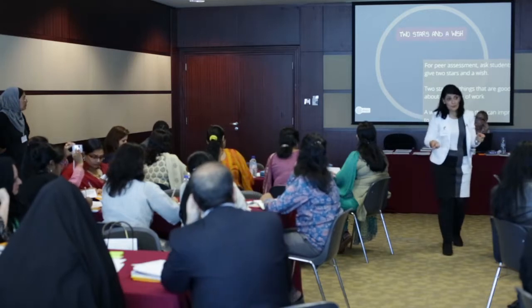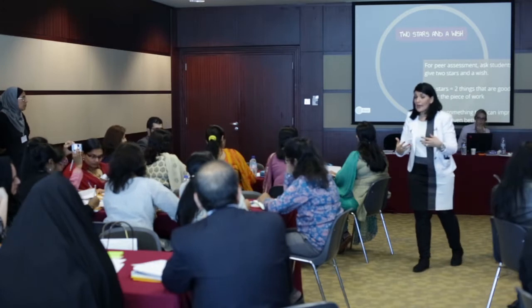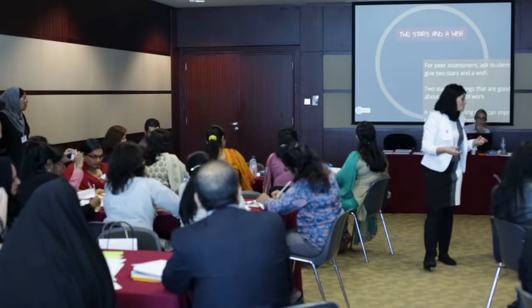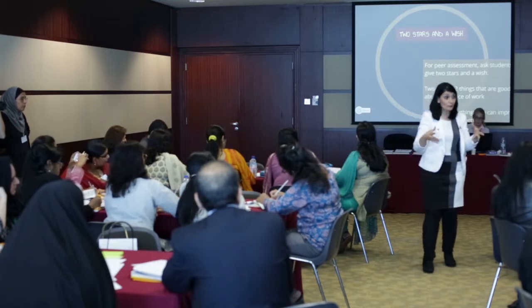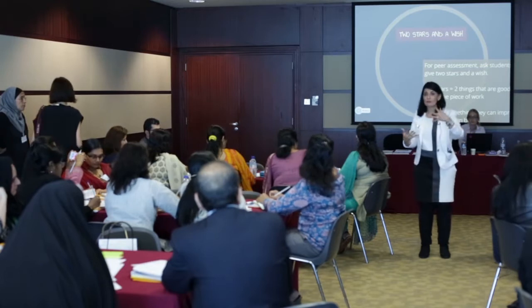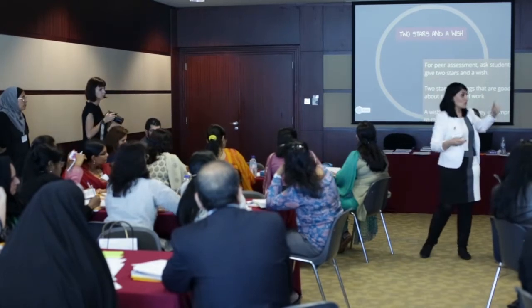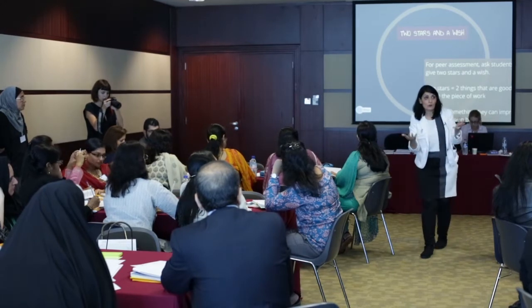This 2 stars and a wish could be a very good method when they peer assess. So you might give them a task and then let the students peer assess, and they assess each other's work, and they can write 2 things that they loved about that piece of work and 1 wish. So they wish that they had done, for example, something in another way, or they had added something to the work, or something like that.